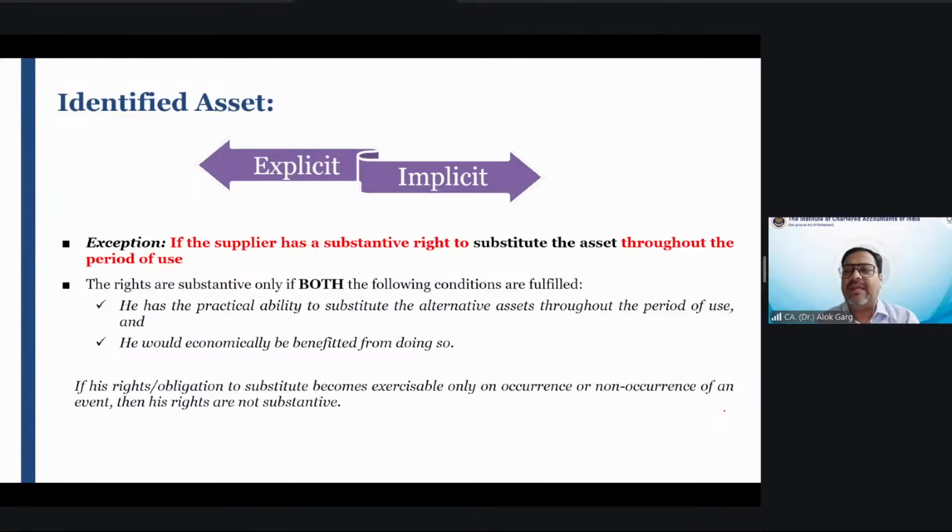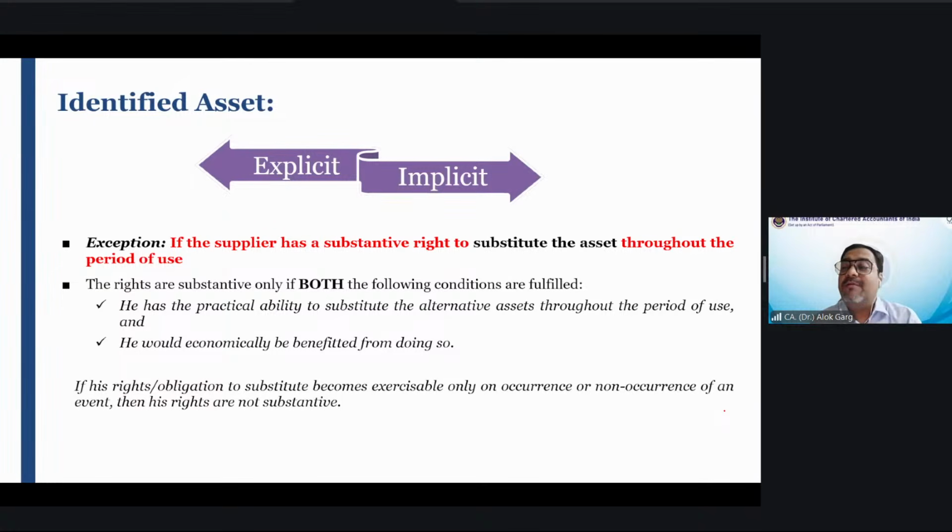I have one mobile. I have given that mobile to you. I have not written the name and model of the mobile in the contract, but it is understood that whatever I have, I have given you on a lease. So it will be considered as implicitly mentioned in the contract. Generally, in our commercial life, it is explicitly mentioned in the contract, right? Number two is very important. The lessor should not have a substantive right to replace the asset.